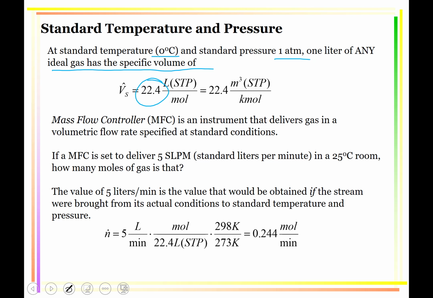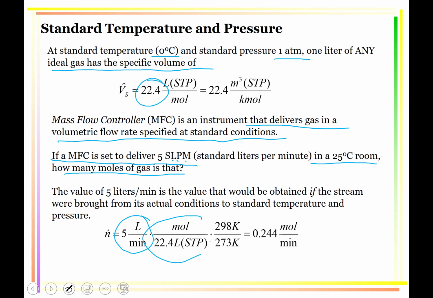Okay, so a mass flow controller is an instrument that will deliver gas in a volumetric flow rate specified at standard conditions. So here, this is information that is useful to you. You may not use it much until you start having lab classes. But if a mass flow controller is set to deliver 5 SLPM in a 25°C room, how many moles of gas is that? Well, we take the 5 liters per minute, and we multiply it by the standard volumetric specific volume, and then we correct it for temperature. So the standard value is at 273, but we're actually at 298, so that gives us 0.244 moles per minute.